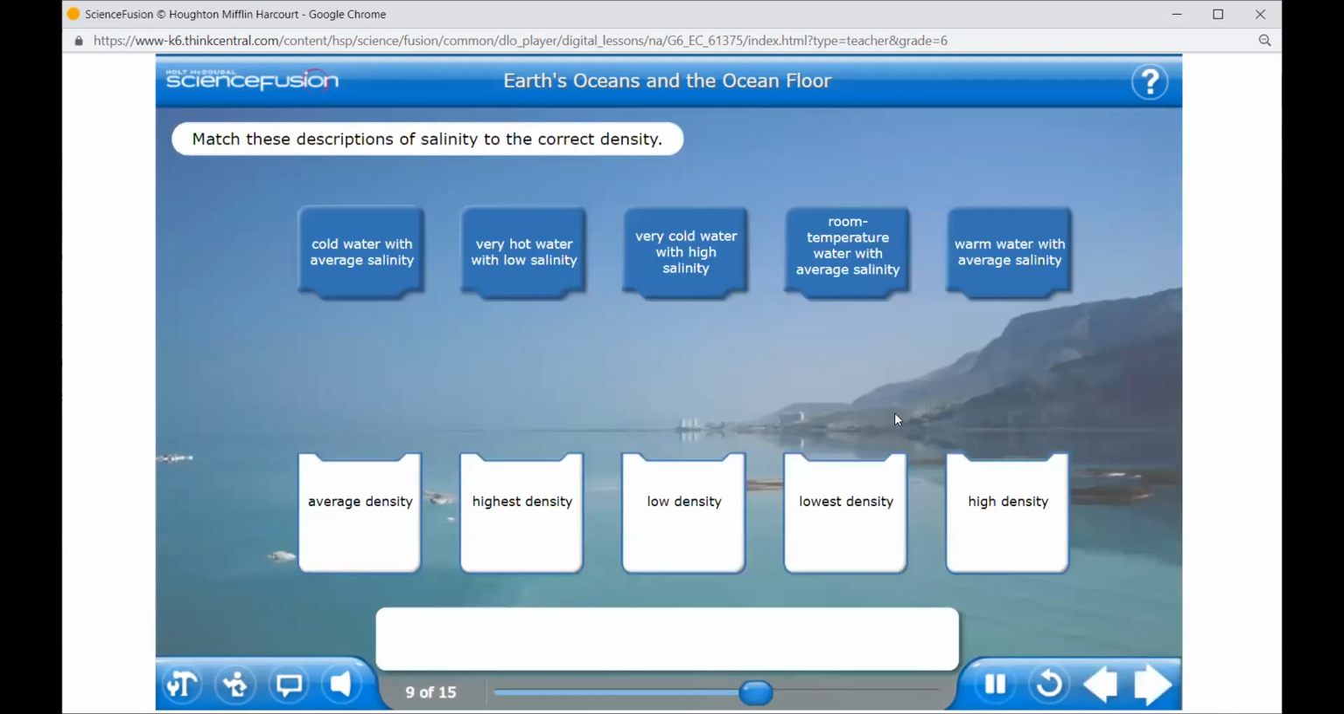You've learned a lot about the density of ocean water. Let's see what you remember. Match these descriptions of salinity to the density of the water.